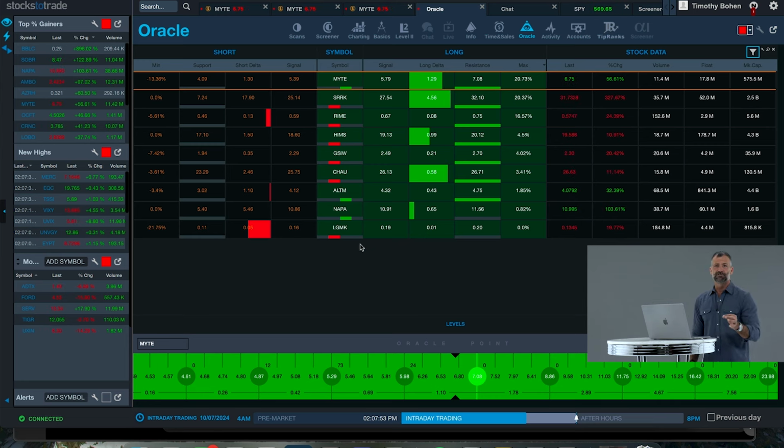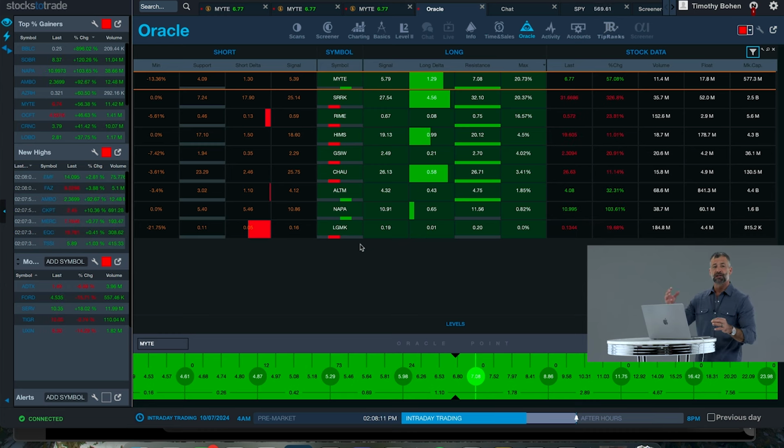Then the secret sauce of Oracle is into the market open. So you have all of these stocks in pre-market. Right at the market open, there's that 2 to 3 minute period that's always the most volume as well as the most volatility.